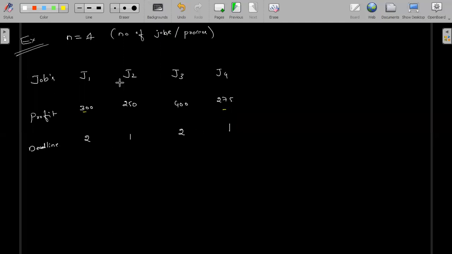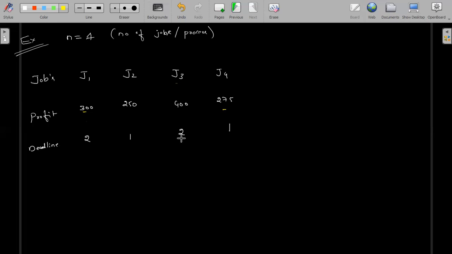It should not be exceeded. Suppose job 1: if you complete at month 1, no problem. If you complete at month 2, no problem. But at the third month, you should not. That is one thing you need to understand. For job 2, if you complete in the first month, no problem; if you go to the second month, there is a problem. If you complete J3 in the first month or second month, no problem, but at the third month, there is a problem.